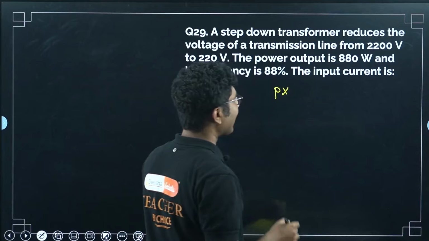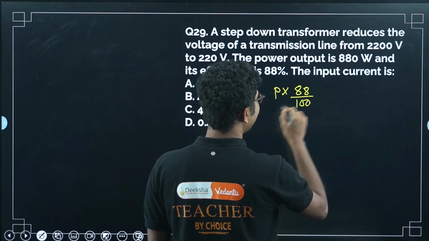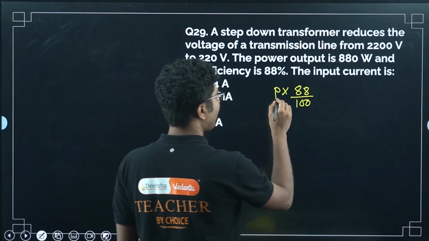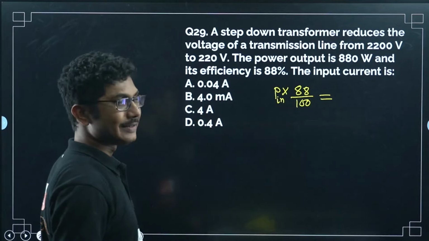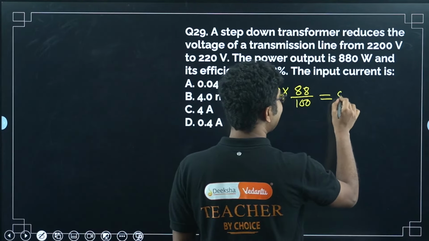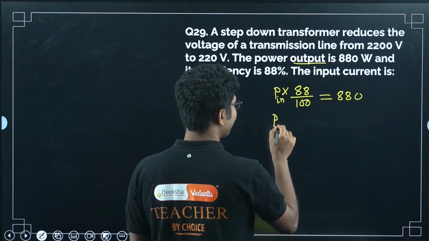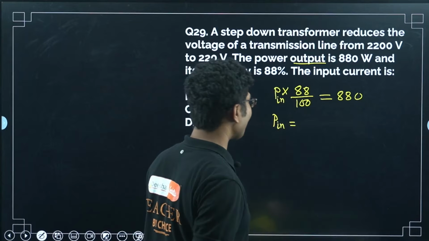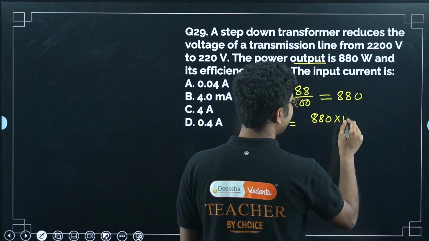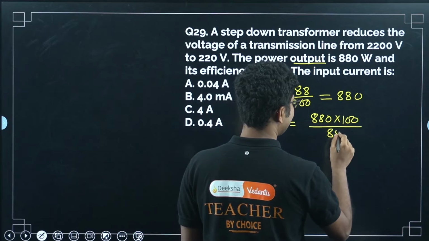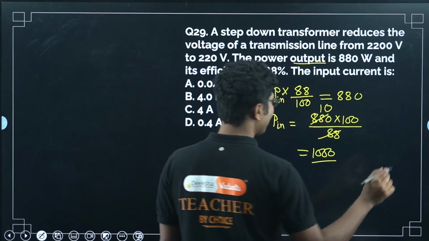what will be the power output? Power output will be 88% of that, right? So 88 by 100 of the power input. That is given as 880 watts. Power output is given 880 watts. So what is power input? If you calculate that, your problem is solved. So 880 times 100 divided by 88. 88 times 10 is 880, so the answer is 1000. So power input is 1000.